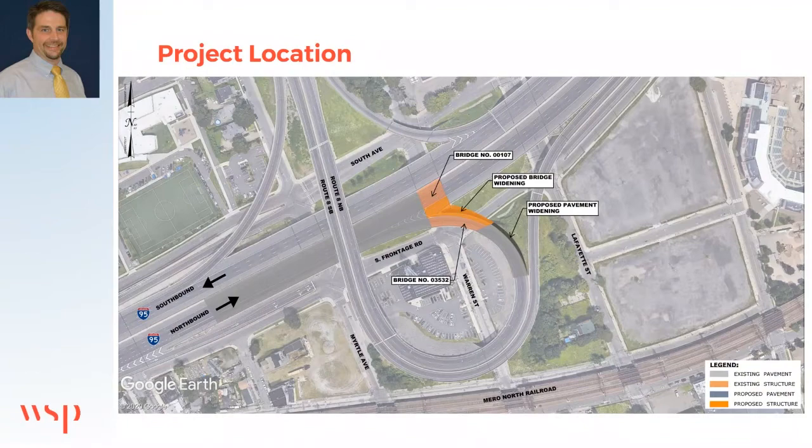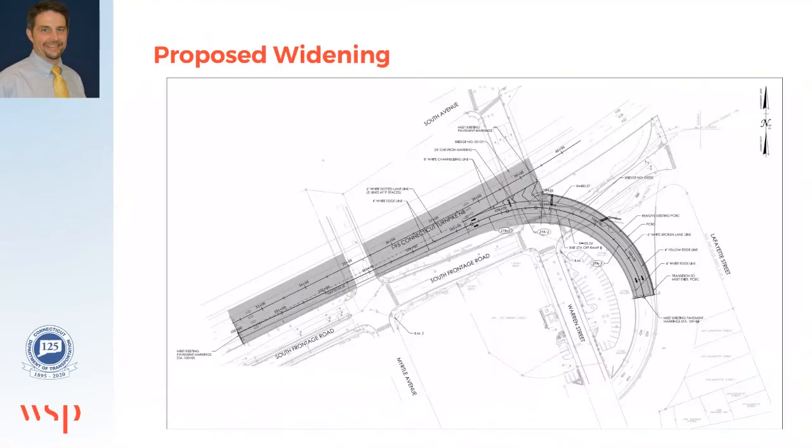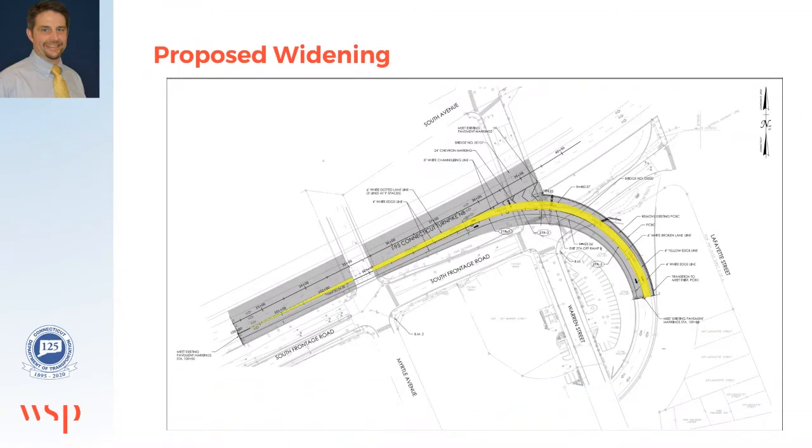Again, here is the project limit shown in gray on an engineering drawing of I-95 northbound to Route 8 northbound. And now the shading in yellow shows how that lane is added from the south to the north, Route 8 northbound, with that widened portion of the ramp structure.